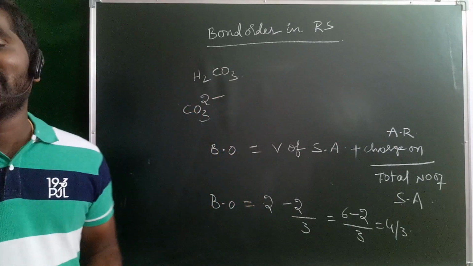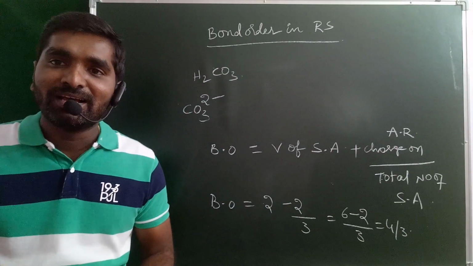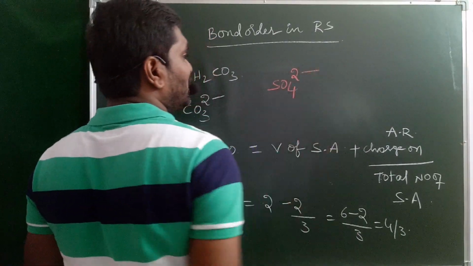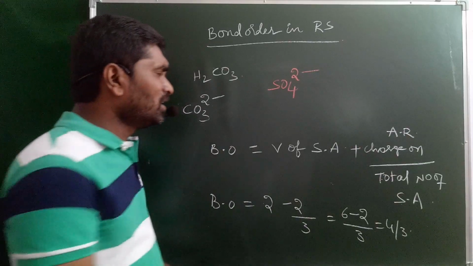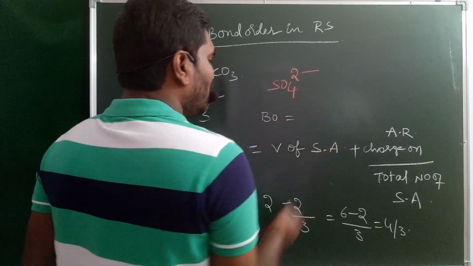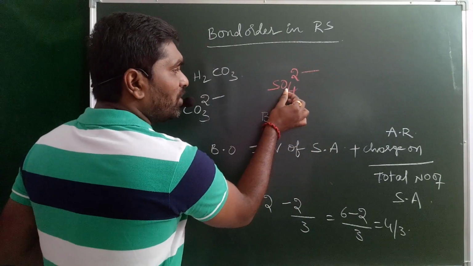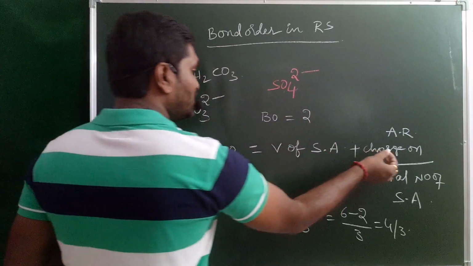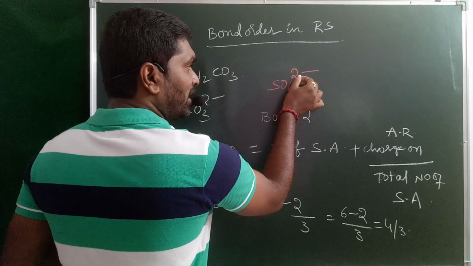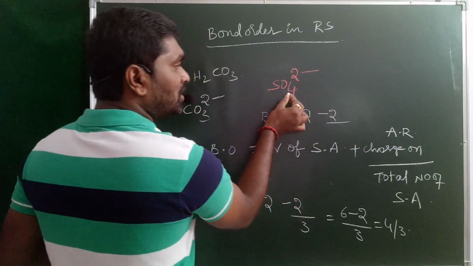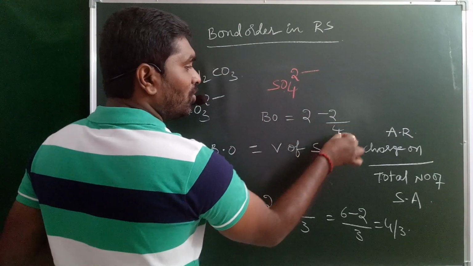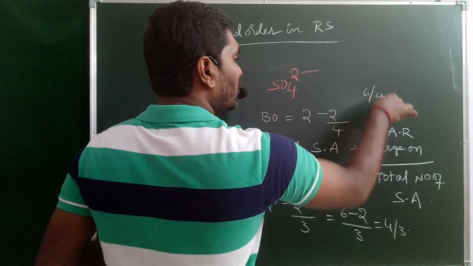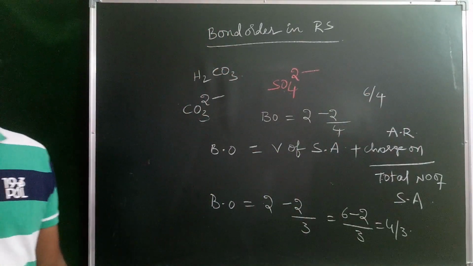So that was CO3 2 minus. What about the bond order in SO4 2 minus, the sulfate ion? The same way: bond order equals the valency of the surrounding atom. Here the surrounding atom is oxygen, which is bivalent, so the valency is 2. The charge on the acid radical SO4 is -2, divided by the total number of surrounding atoms, which are 4. 4 into 2 is 8, 8 minus 2 is 6. So 6 by 4 is the bond order in SO4 2 minus.